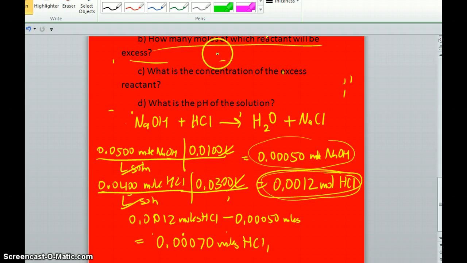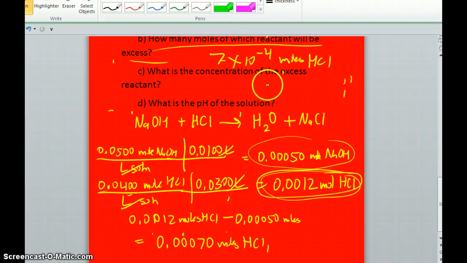So now I know the answer to part B. We're going to have 7 times 10 to the negative 4 moles of excess HCl. Just converting to scientific notation. 1, 2, 3, 4 times I have to move it. 7 times 10 to the negative 4.